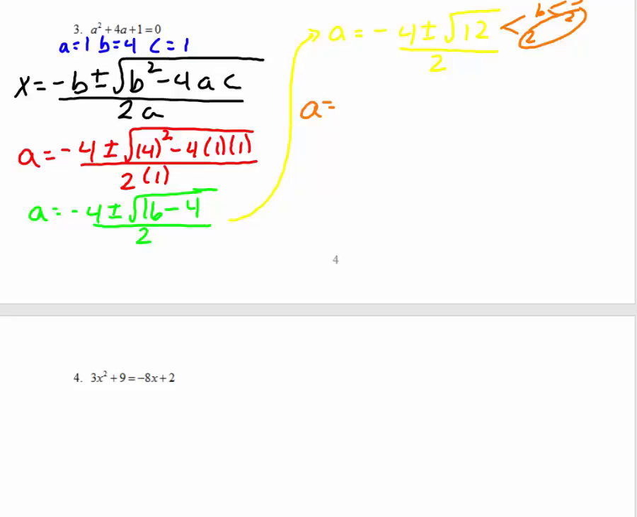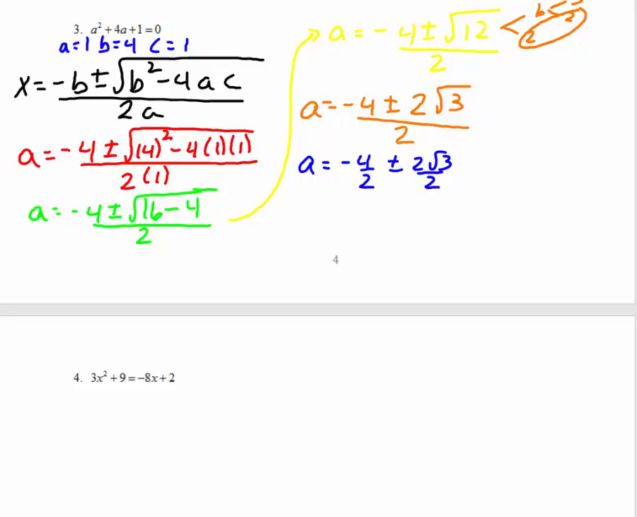So I do have a pair of 2's. So a is going to equal -4 plus or minus a 2 comes out, a 3 is left, all over 2. Now here's where a lot of students go, can I cancel, can I not? So here's my suggestion. Always break it up into two separate fractions. -4 over 2 plus or minus 2 square root of 3 over 2. Now at that point, if you can reduce, go ahead. If you can't, you are done.